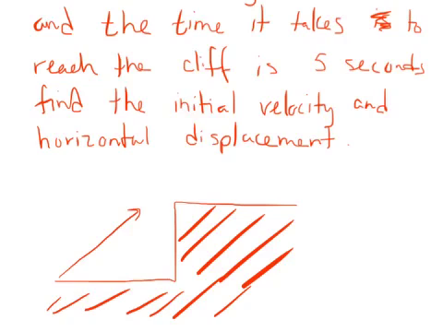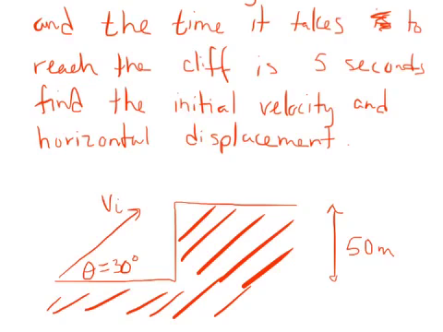Alright, so here's the ground and there's a horizontal cliff. The object is launched at an angle of 30 degrees with some initial velocity up to a cliff height of 50 meters. So this is our problem here.